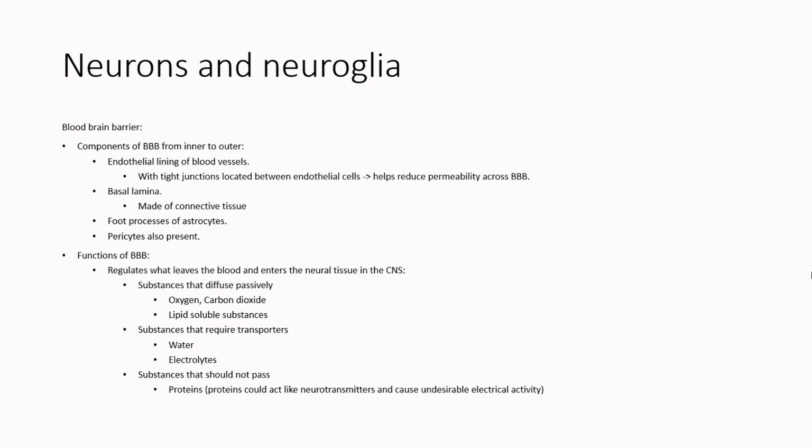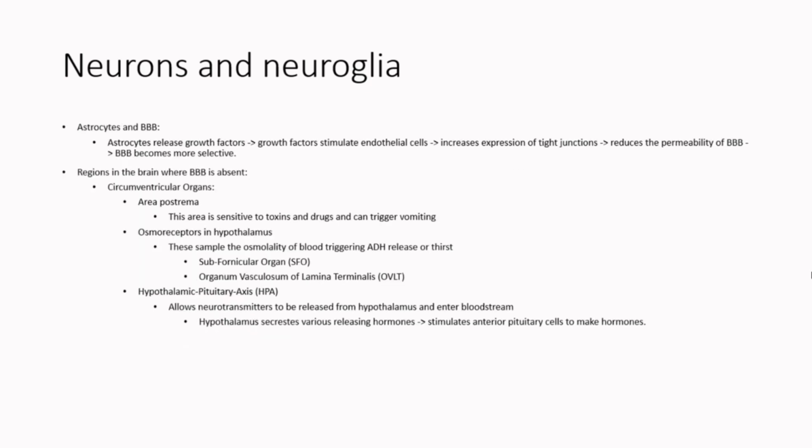As for the function of the blood-brain barrier, it regulates what leaves the blood and what enters the neural tissue. Substances that can just diffuse passively are oxygen and carbon dioxide, and also lipid-soluble substances. But water-soluble substances and electrolytes require transporters. Substances we do not want are obviously proteins, because they can act like neurotransmitters and it will have an undesirable effect.